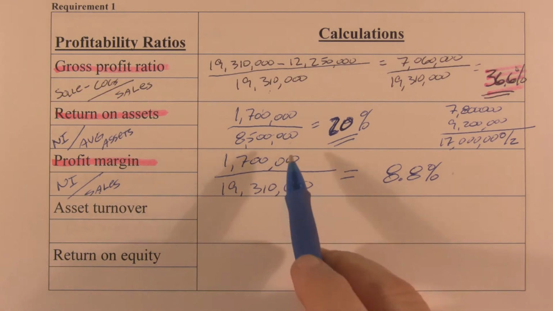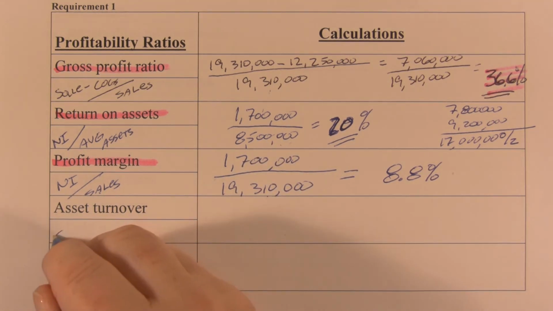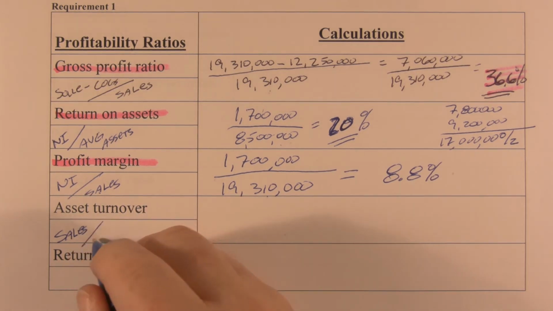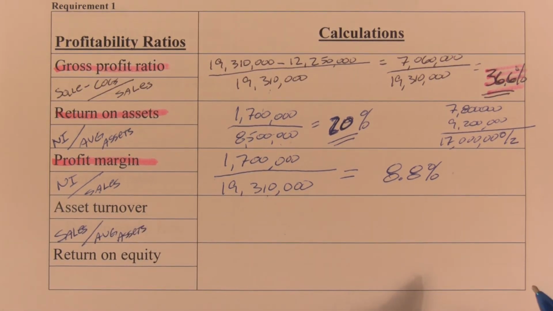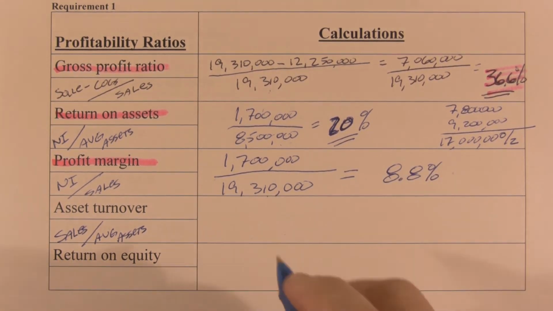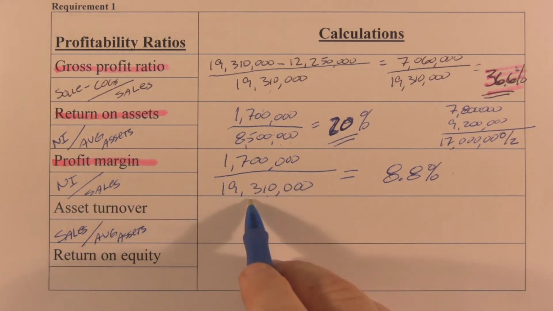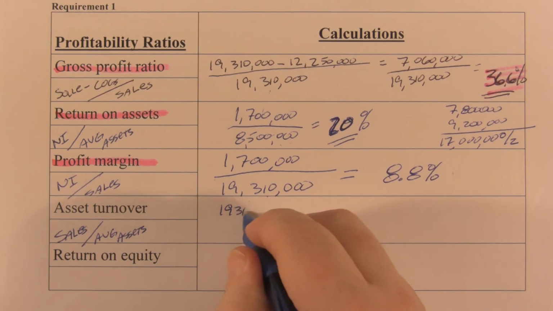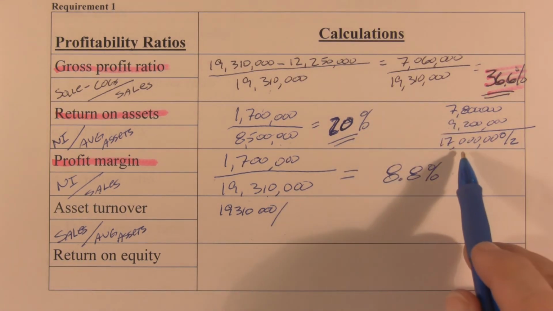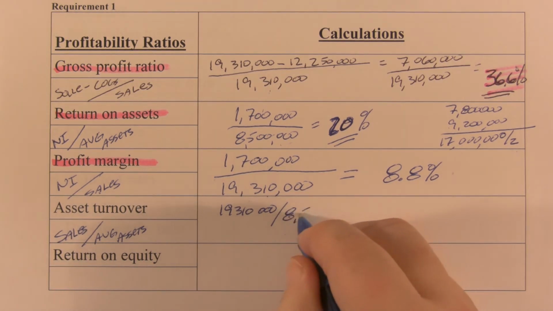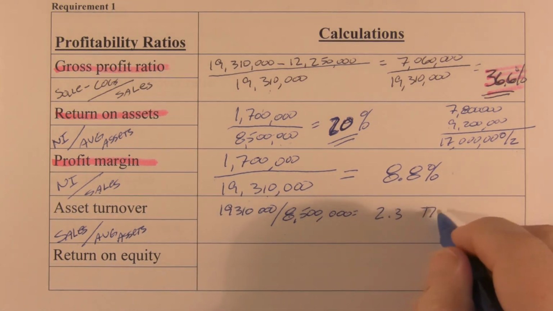The asset turnover, we're going to use the same average assets number, and we're going to divide that into sales. So it's sales divided by average assets. We take our sales number of 19,310,000, divide that by our average assets, our beginning assets plus our ending assets divided by 2, 8,500,000, and we come up with 2.3 times.